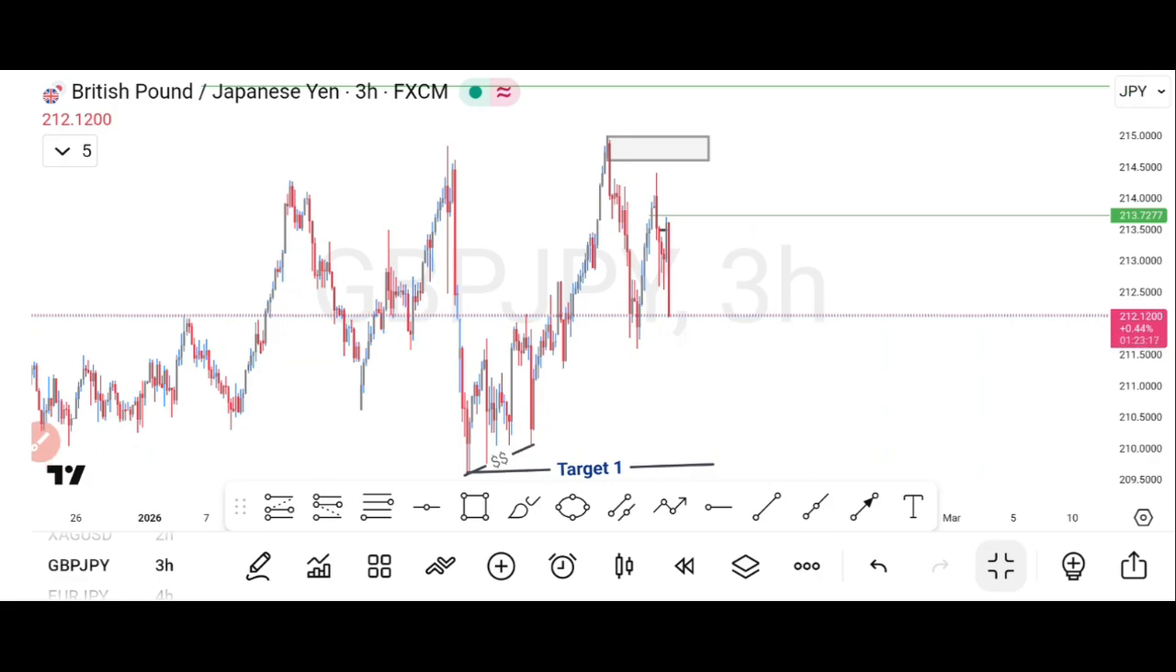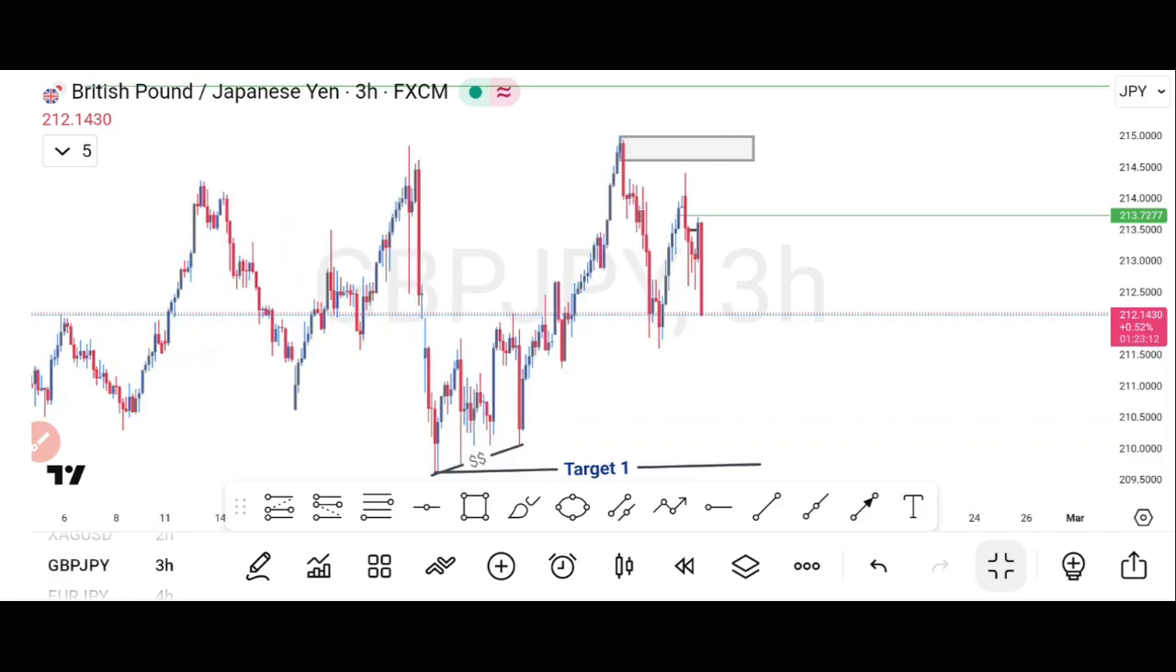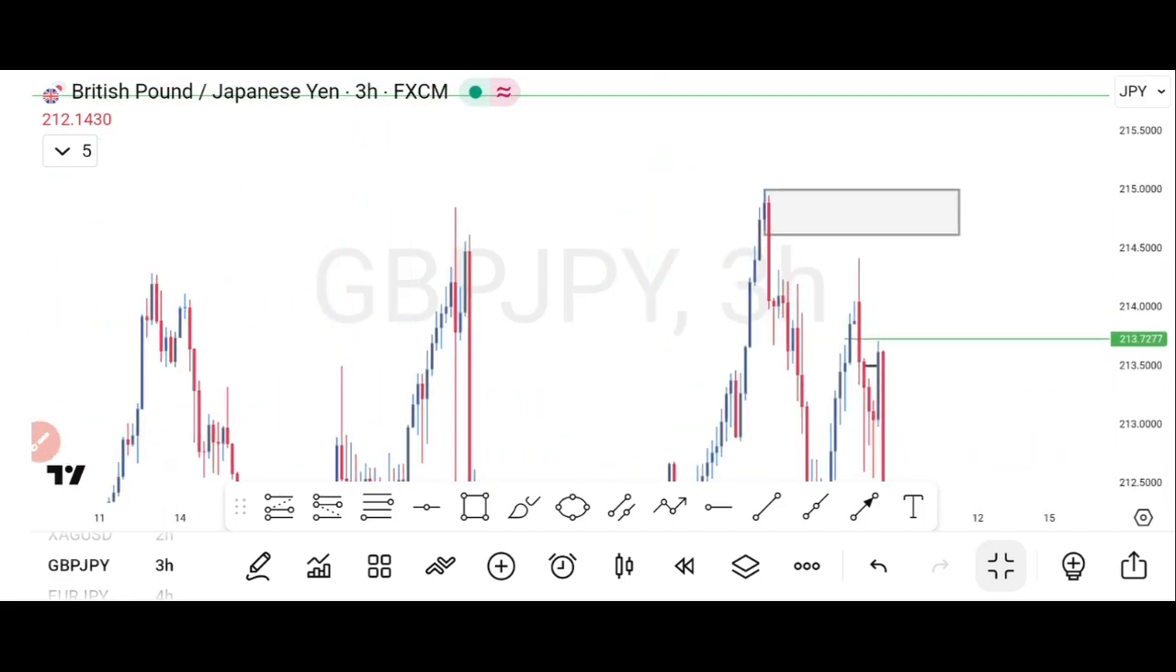You can actually spot a reversal even before it happened. So this is on the 3 hours time frame. I'm going to be using the 3 hours time frame for example. Now look at this price action here.